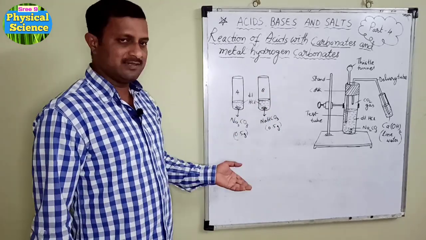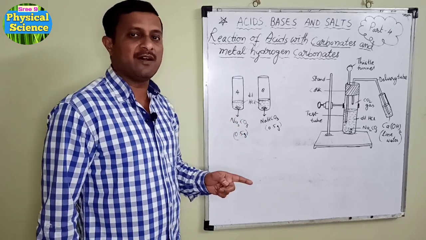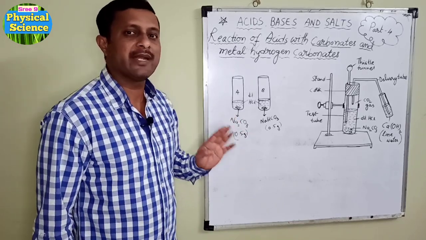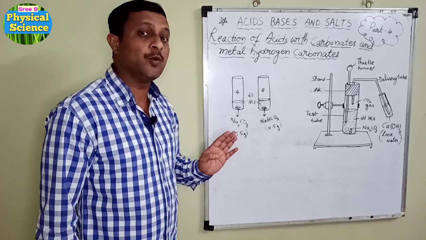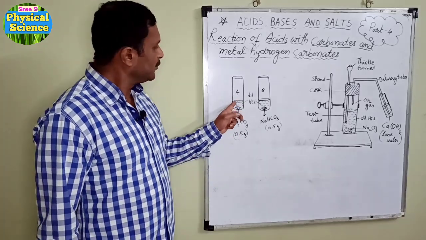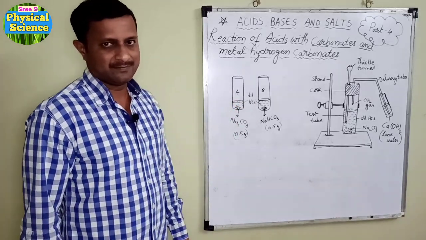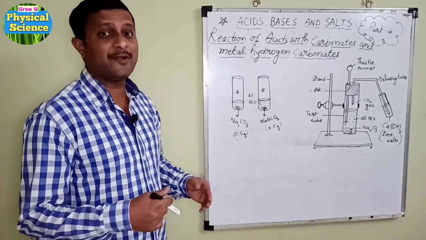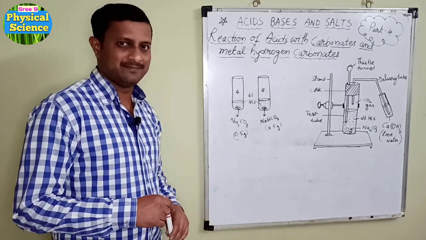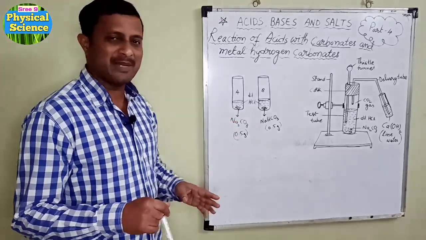After taking like this, we have to add 2 ml of dilute hydrochloric acid to both of the test tubes. Then after adding, we have to observe what happens. I will show you the same activity now.